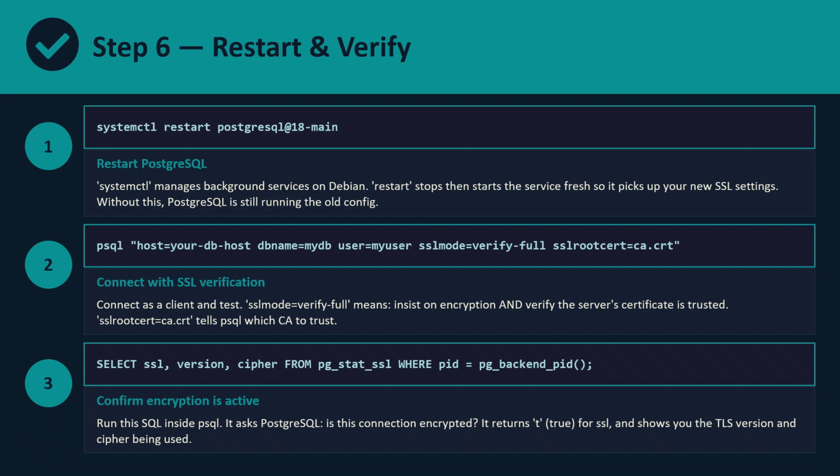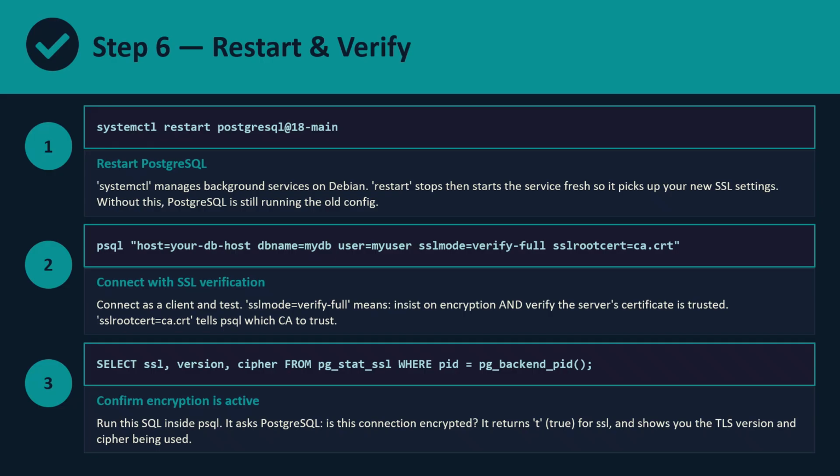And on the 11th slide, this is the sixth step. We're going to restart and verify what we have almost done. There are 3 final steps. First, restart PostgreSQL with the command, and this stops the server and starts it again with the new SSL settings loaded. Without this restart, PostgreSQL is still running the old configurations.